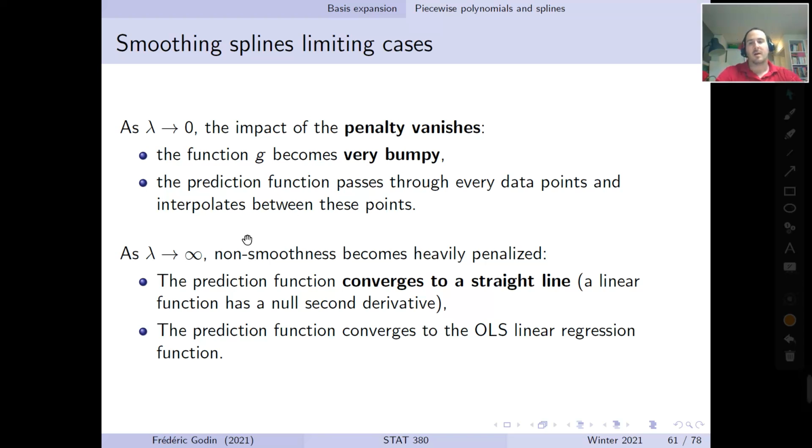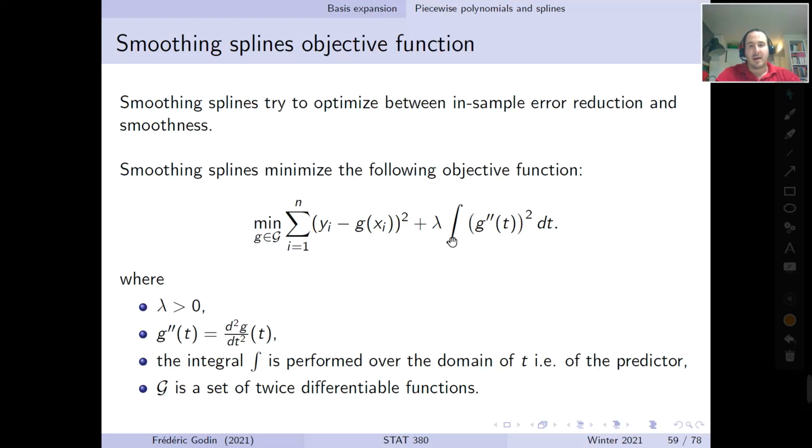Conversely, as lambda goes to infinity, so if we go back here, if lambda is very, very large, then the first term, the accuracy term, becomes negligible with respect to this one. So the prediction function only tries to reduce the second-order derivative.